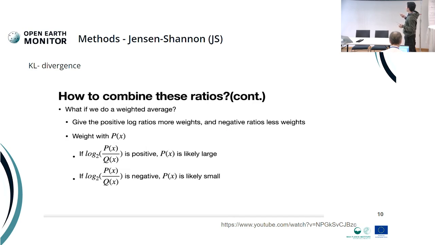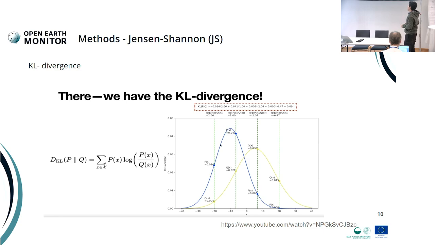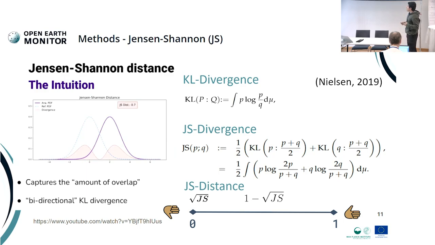Yeah, sorry, I will pass this. And there we have the Kullback-Leibler divergence. Now, the Jensen-Shannon is, let's say, a two-way Kullback-Leibler divergence. First, you estimate the Kullback-Leibler divergence from P to Q, and then from Q to P. And then you get the Jensen-Shannon divergence.